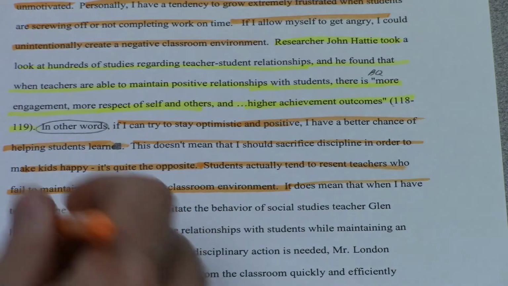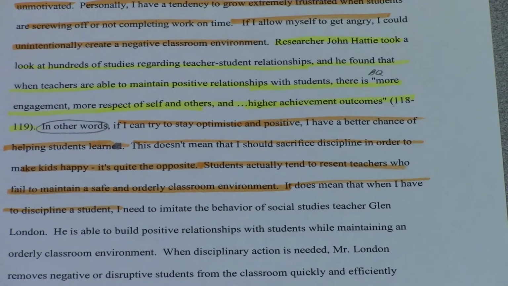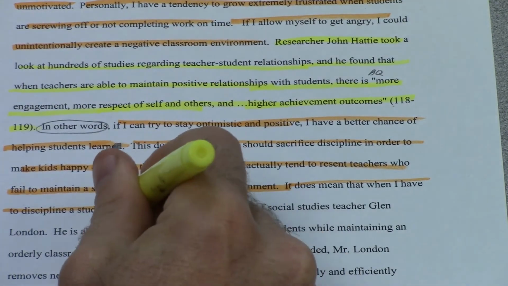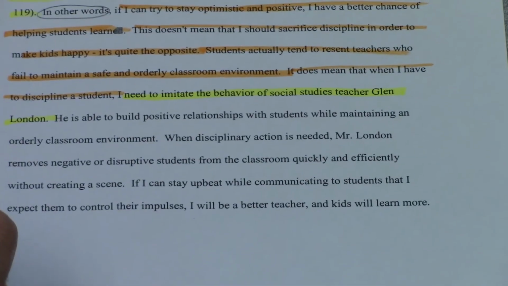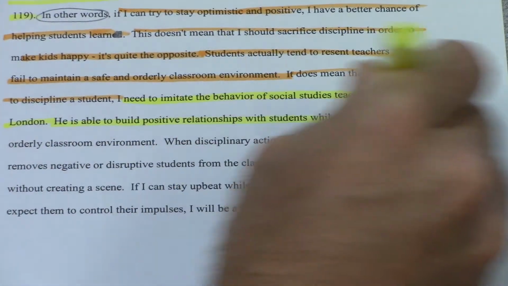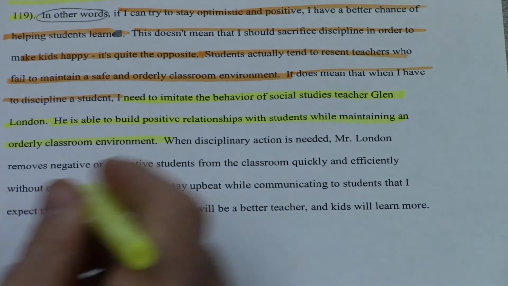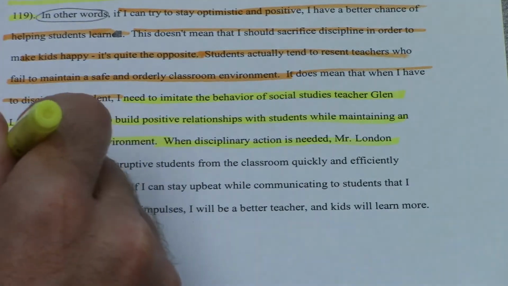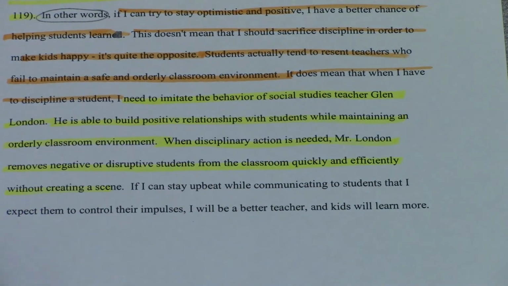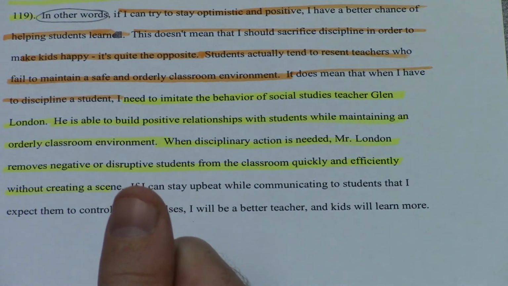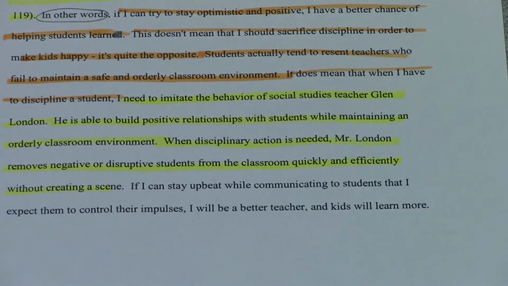"It does mean that when I have to discipline a student, I need to imitate the behavior of social studies teacher Glenn London." All right, I'm going to switch to a different color because now I'm transitioning into talking about a role model of mine, Glenn London. "He is able to build positive relationships with students while maintaining an orderly classroom environment. When disciplinary action is needed, Mr. London removes negative or disruptive students from the classroom quickly and efficiently without creating a scene." So I tried to explain why he's a good role model. He's got a good positive personality, and when he does do discipline, he handles things very quickly and efficiently.